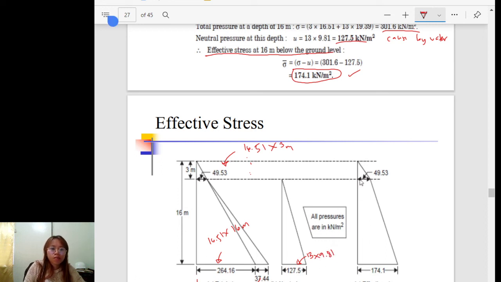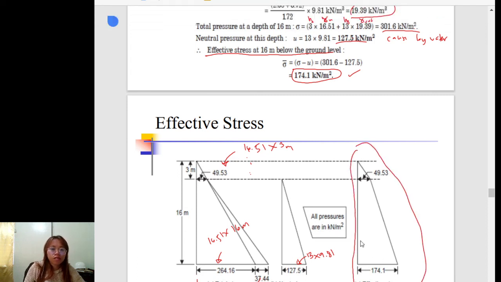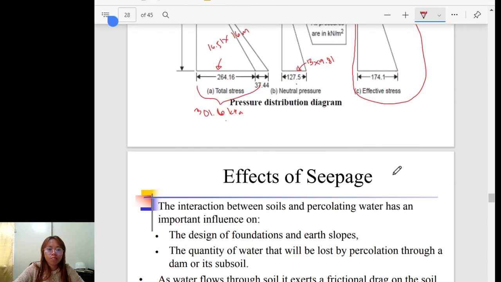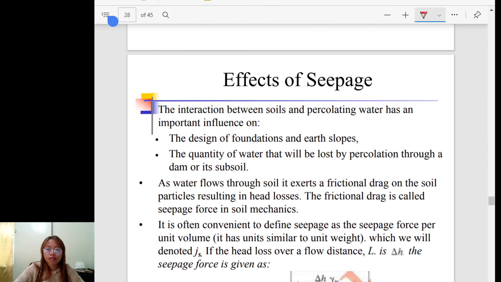So the effective stress is this representation. This portion is 301.6 minus 127.5. This is the answer. The effective stress is 174.1 kPa. Right?